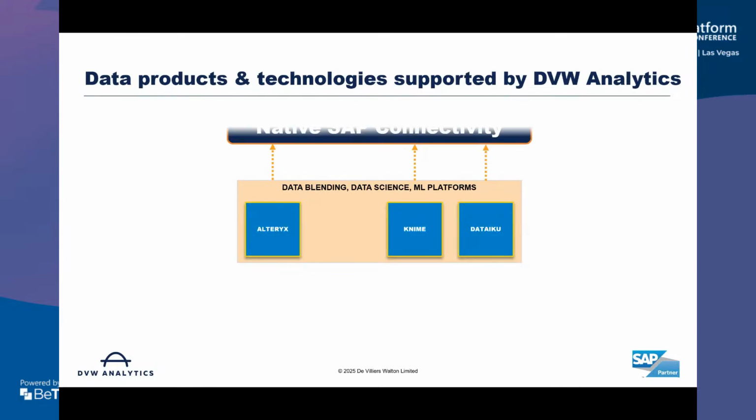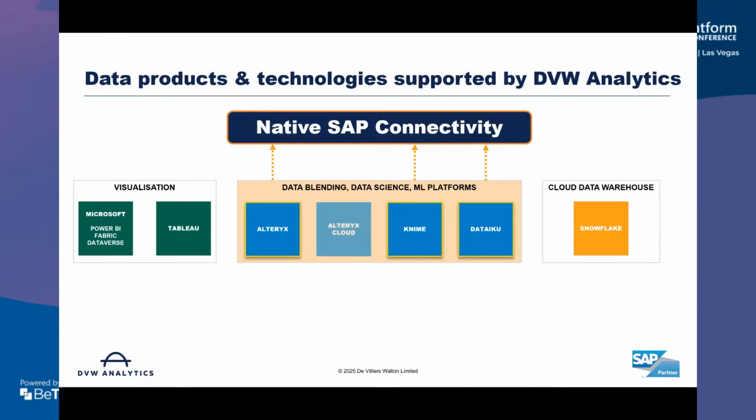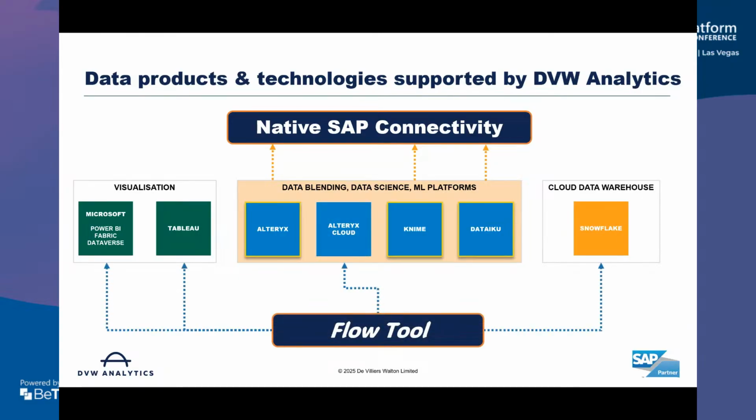Now, a little bit of history, I guess, about DVW, just to give you some background. We started really off in working with the Alteryx platform, and quickly moved into KNIME and Dataiku. Now, these are data science, data blending platforms, and in these platforms we have native tools, native connectivity to SAP, both to read and to write data back into there. But we saw very quickly that there was a need for something else, something where the platform needed more flexibility.